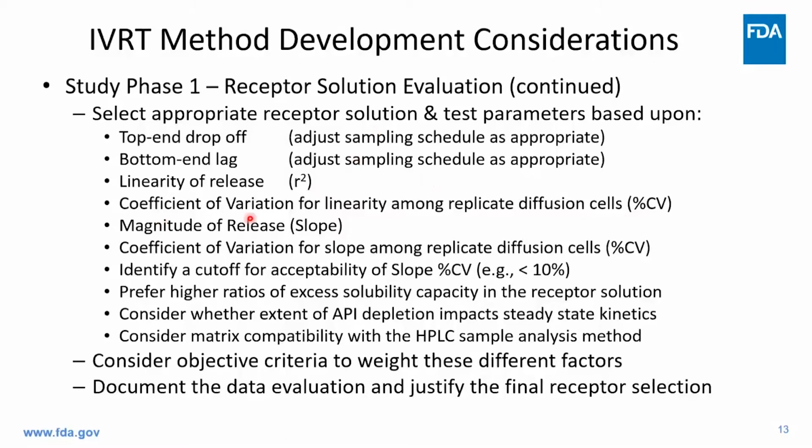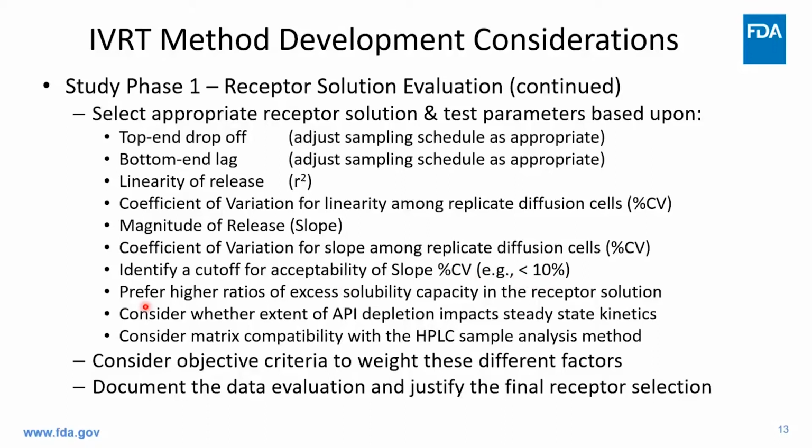Also look at the percent CV for the linearity, look at the magnitude of release, look at something that preferably has a higher release rate. Look at the CV for your slope. And if you have a percent CV that's getting above 10% for your slope, in other words, the slope you're getting across your different diffusion cells is variable with a CV of greater than 10%, this may be a signal that you could have trouble in the final developed method passing at a stage 1. So I encourage trying to keep that percent CV much lower if you can, and you typically can.